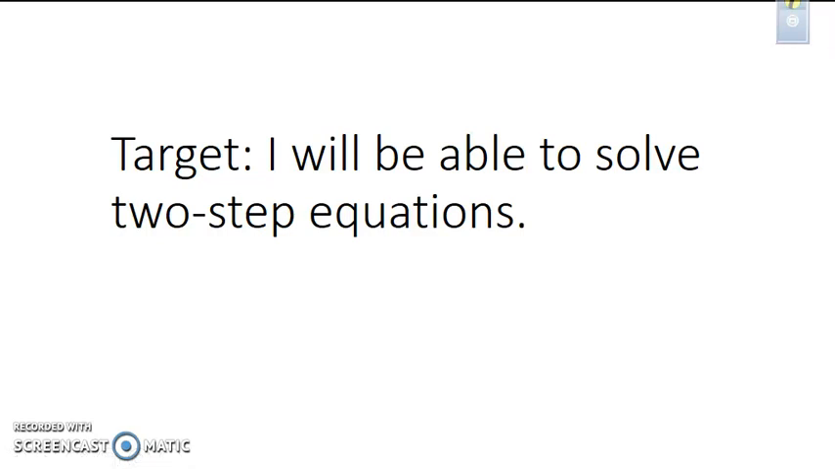Hey guys, I hope you're having a great day, and I want you to take a big breath before you start this. I'm just trying to teach you how to put structure into solving these equations, because they can get complex and hard if we don't know how to undo things properly. So, you are going to look at two-step equations.